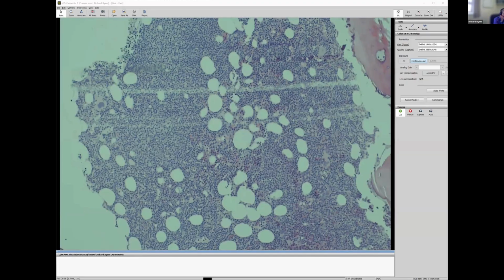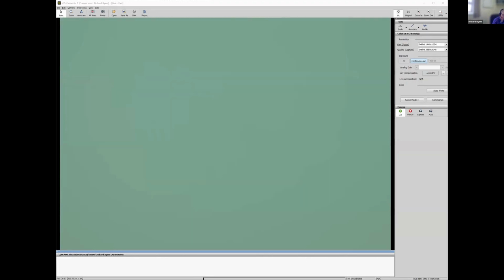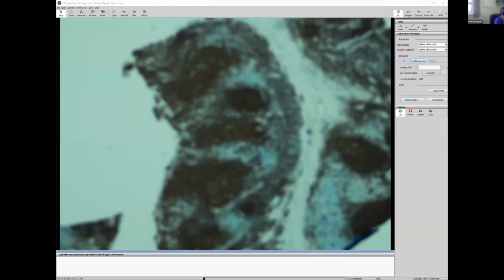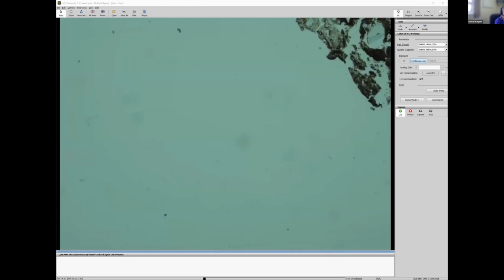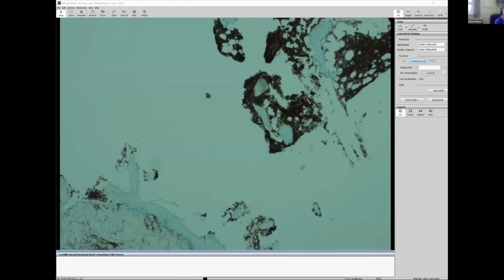infiltrate of chronic lymphocytic leukemia, which is demonstrated on the immunos. So there's CD20, which is pretty much 100% of the marrow is occupied.